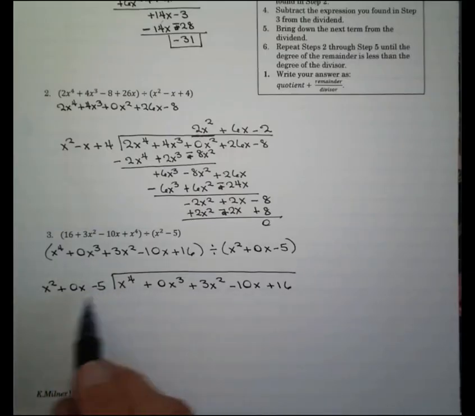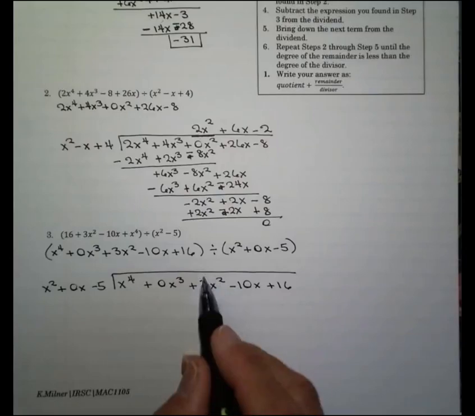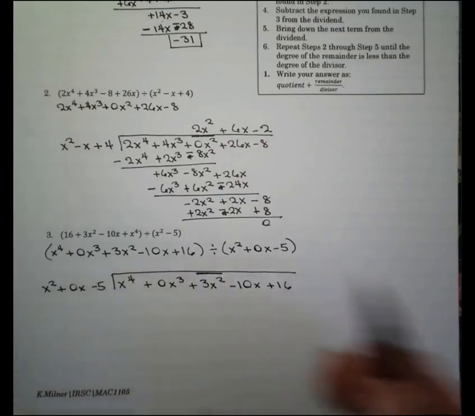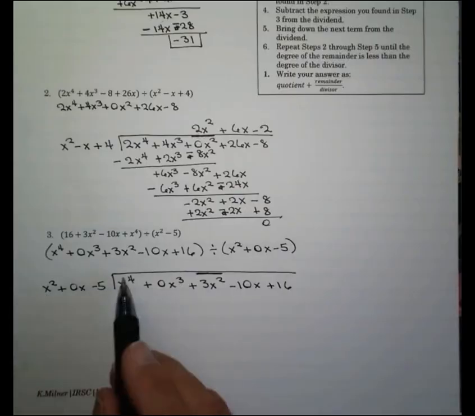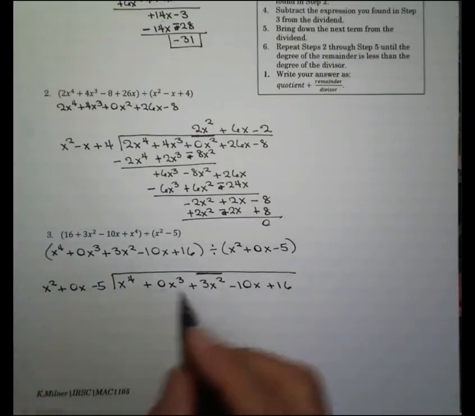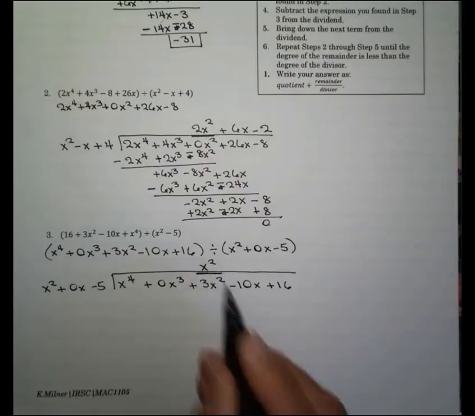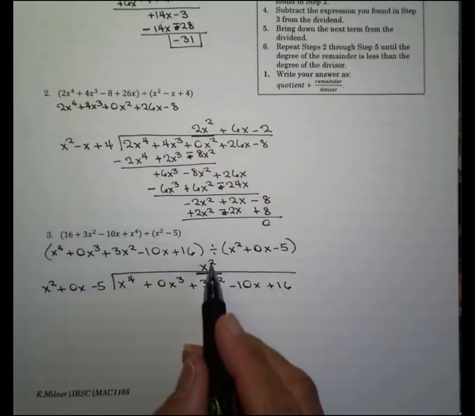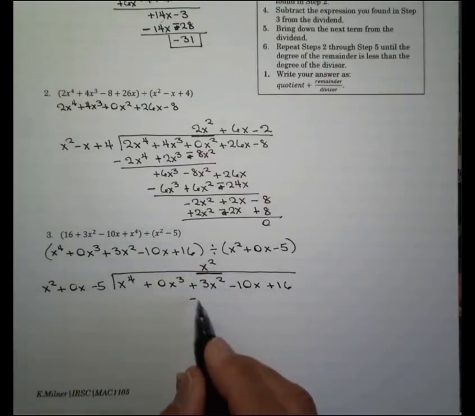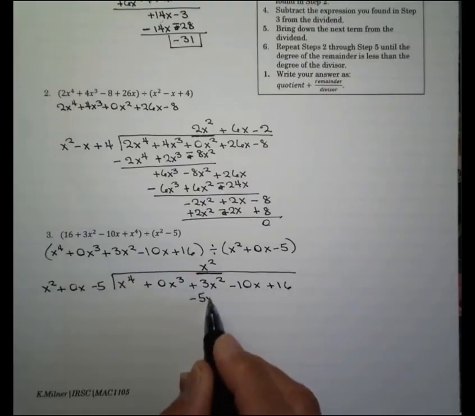Now, I'm going to be dividing 3 terms, so my first part of the answer will go over the third term. I'll say x to the fourth. x to the fourth divided by x squared is just plain old x squared. So I'm going to start with that. x squared times negative 5 is negative 5x squared.